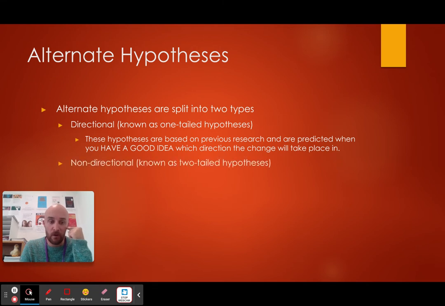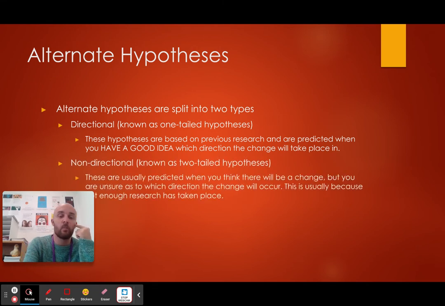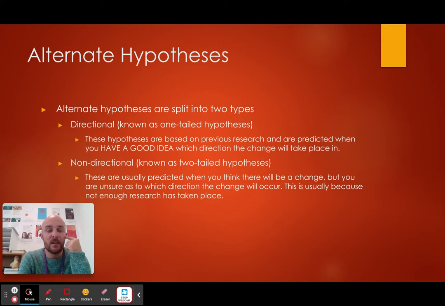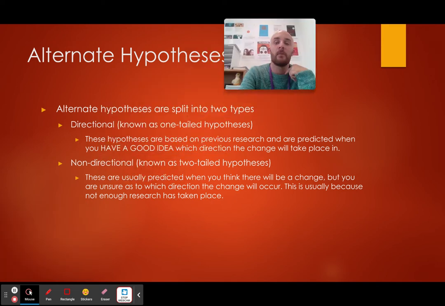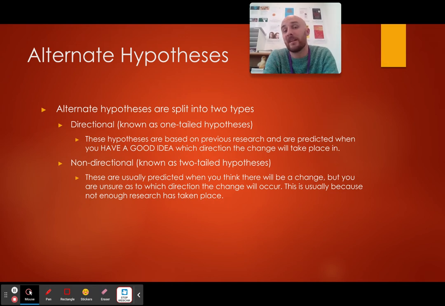A non-directional hypothesis is generally done when you think there will be a change, but you're not entirely sure which direction that's going to go. So, for example, if there hasn't been enough research into what it is you are looking at, you know the IV is going to affect the DV, but you are not confident to know which way the IV will affect the DV, and that's why you do a non-directional one.